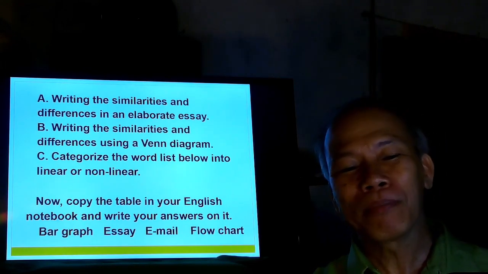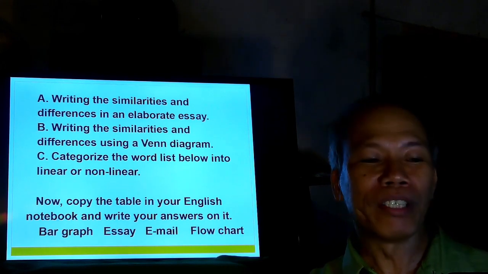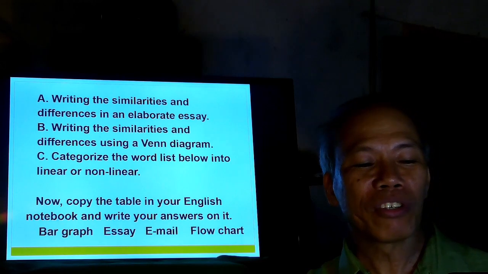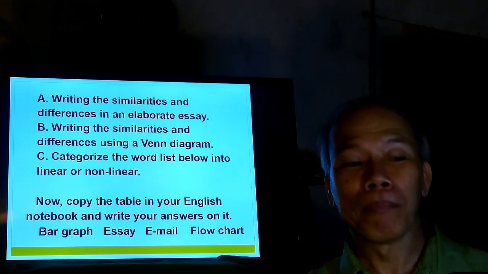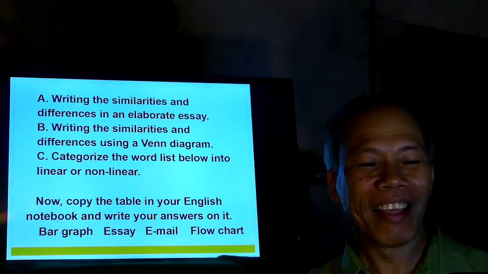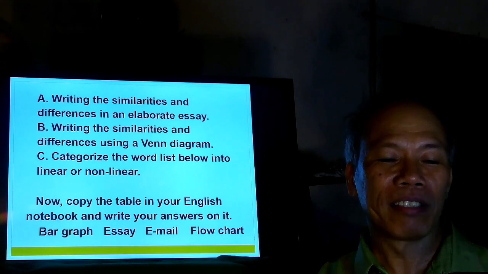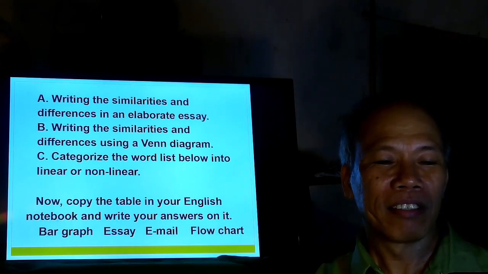Categorize the word list below into linear or non-linear. Now copy the table in your English notebook and write your answers on it. Bar graph, essay, email, flowchart. Are you done? Let's proceed.